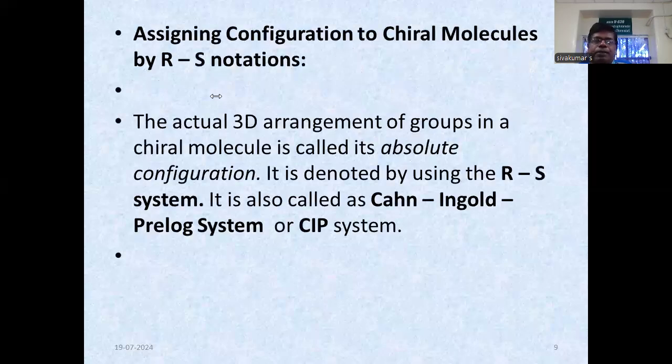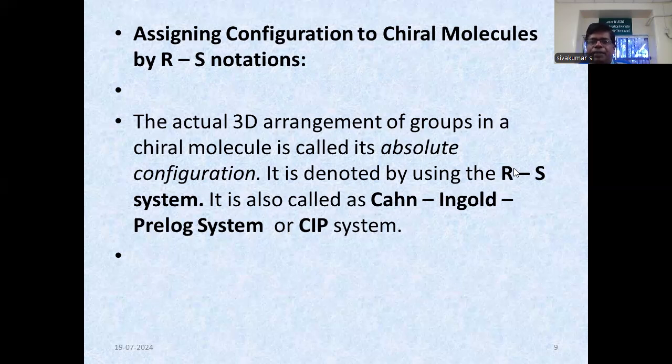Then, how do we identify whether a chiral molecule is optically active or not? For this, we assign the configuration to chiral molecules by using the rules of Cahn, Ingold, and Prelog. Cahn, Ingold, and Prelog formulated certain rules to assign configuration to chiral molecules, and that is called the RS system.